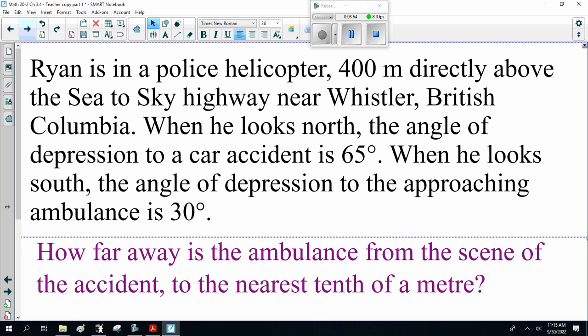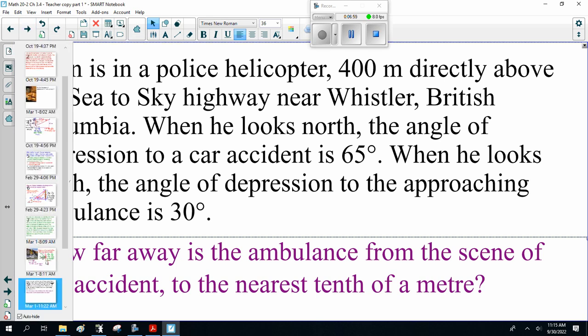All right. Now, last question. Or is it the last question? Please tell me it's the last question. These are nasty and long.